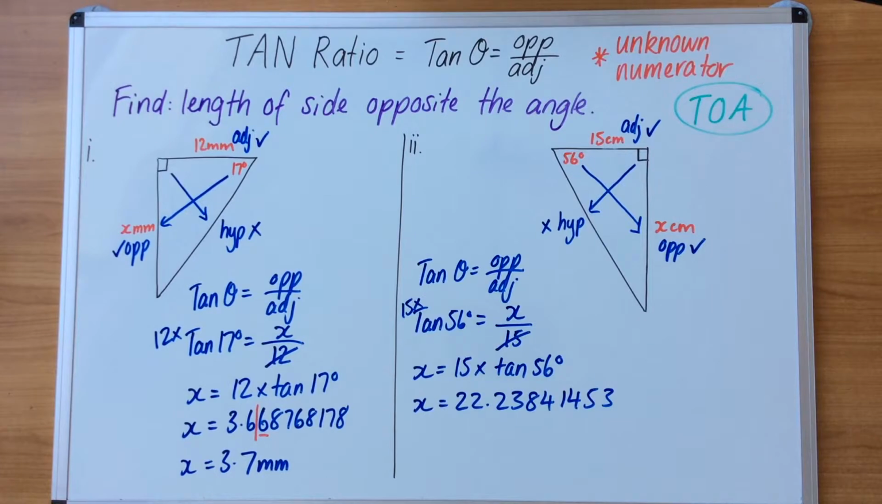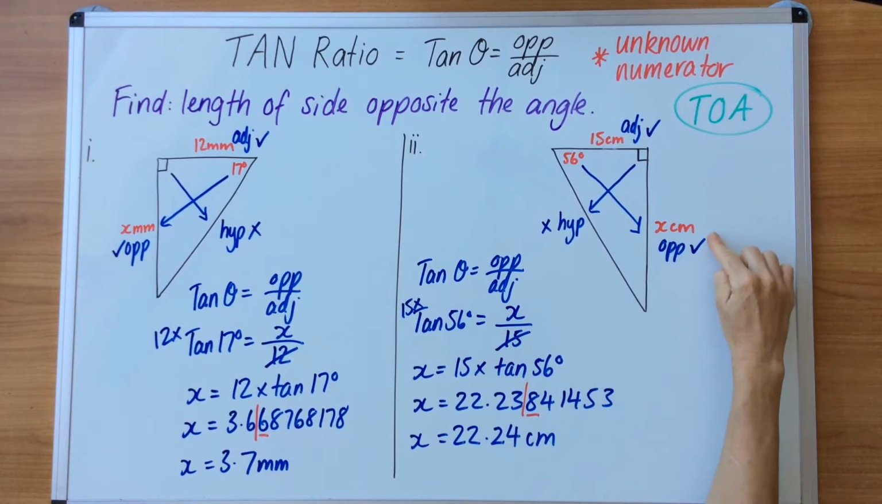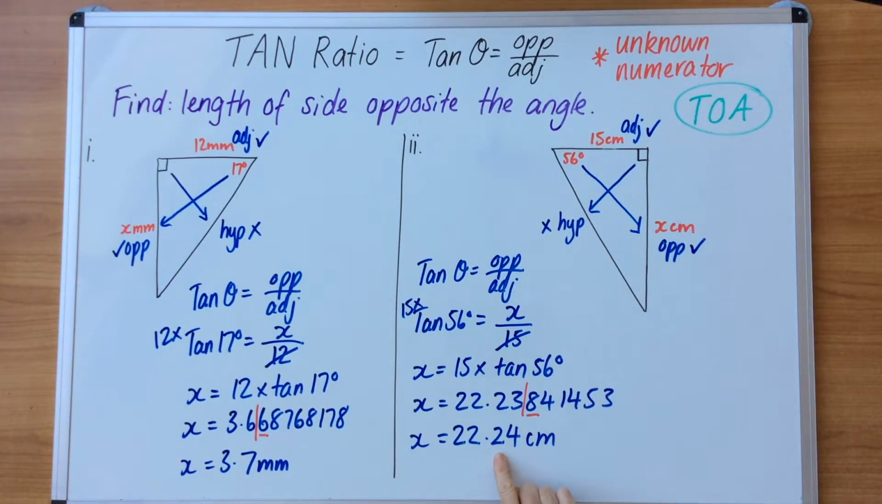22.23841453. And I'm going to round to the nearest two decimals here, so I'm going to put a line between the second and the third decimal and underline the looking number. That looking number ranges between 5 to 9, which tells me my rounding number must go up. So x equals 22.24. It's centimetres, so I must put the units of measurement on it. So now I know that my unknown of x measures 22.24 centimetres.